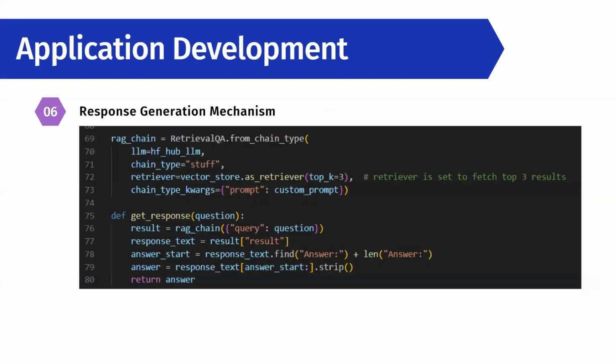Then implement a function, get responses, that takes a user question, processes it through the retrieval QA chain, and then extracts the answer from the model's output. This ensures that responses are not only accurate, but also tailored to the user's specific inquiry.